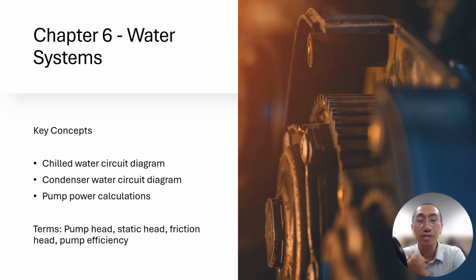So with that, water systems, key concepts that you will need to remember will be the chill water circuit diagram. The circuit diagram is pretty important in a way that you will need to understand what the circuit is all about, and then how you will need to work on the water circuit calculation. The second piece will be the condenser water circuit diagram, where your circuit of the condenser water on calculating what is the delta T with the rho GH, then you'll be able to work on your pump power. So water system is really important.